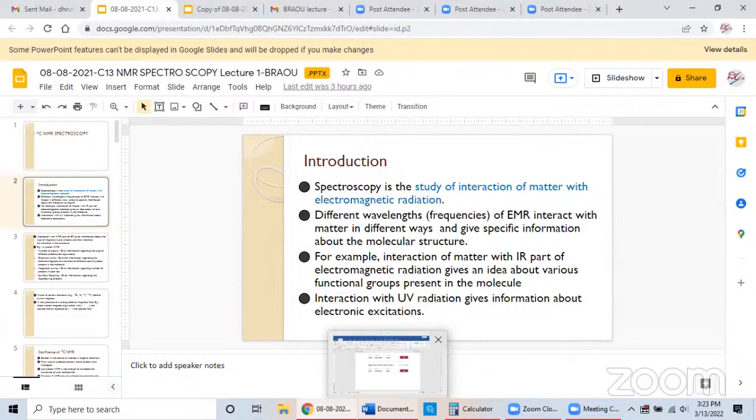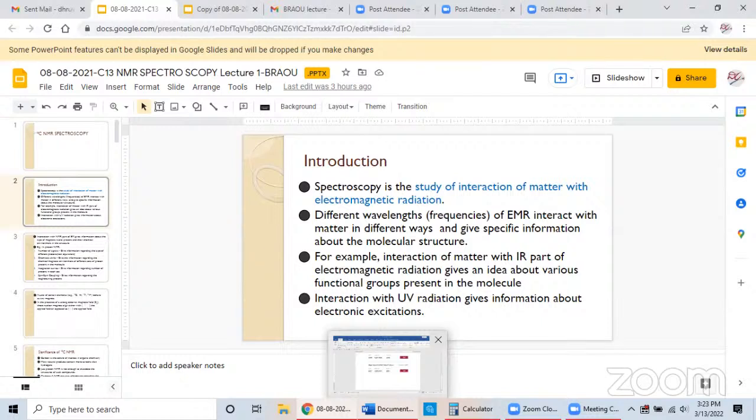So from the number of signals, you get the number of different, that is, non-equivalent protons. Non-equivalent means magnetically non-equivalent, chemically non-equivalent protons. That information you get from the number of signals in proton NMR. Chemical shift is the shift in the position of the signal from the reference signal. Chemical shift values give you information regarding the chemical and magnetic environment of the different sets of protons present in the molecule.